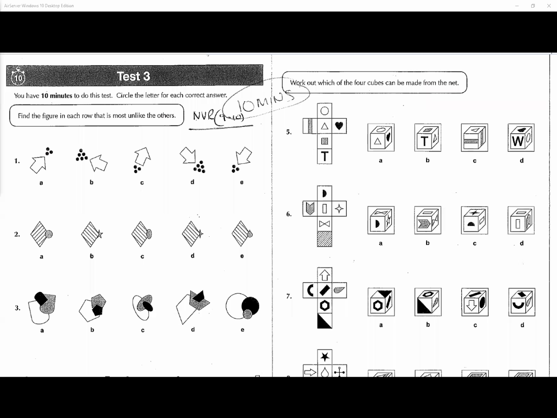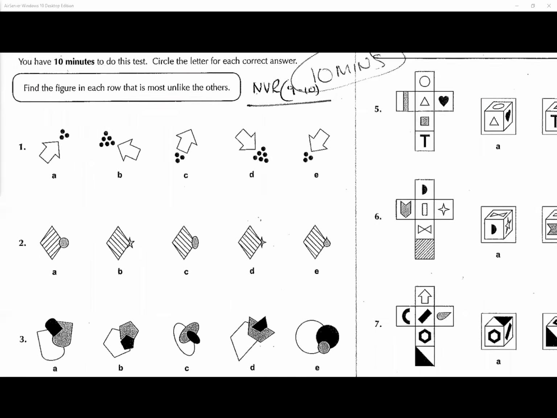Okay, test number 3, non-verbal reading. Okay, folks, we're going live on our recording. Let's just do some of these questions.